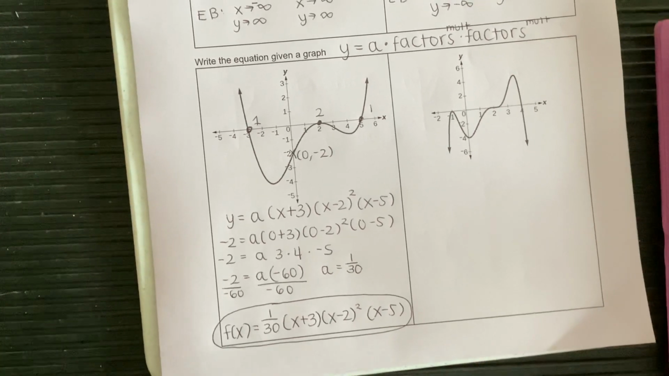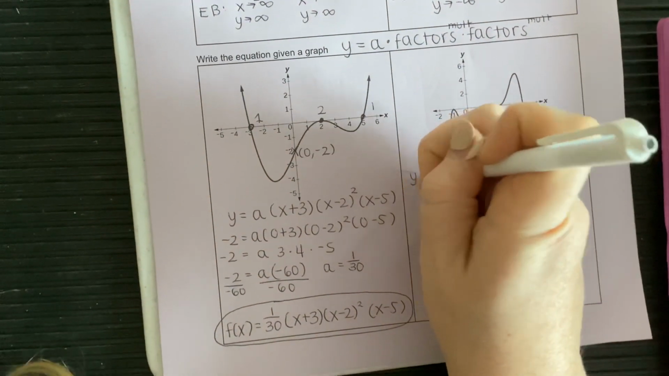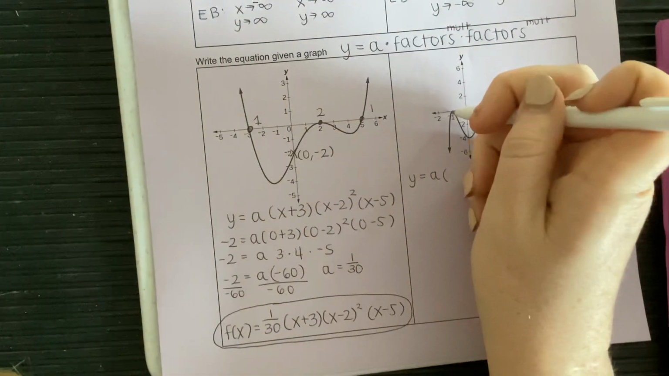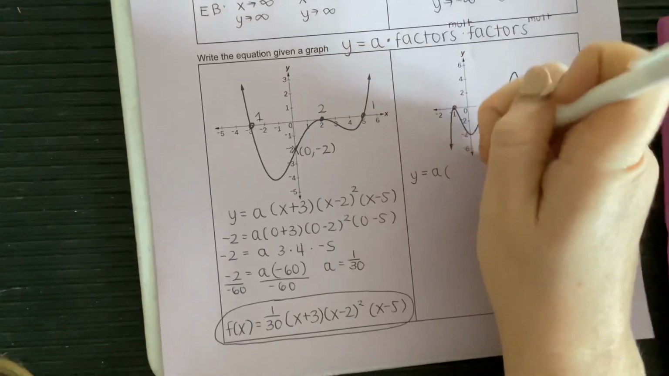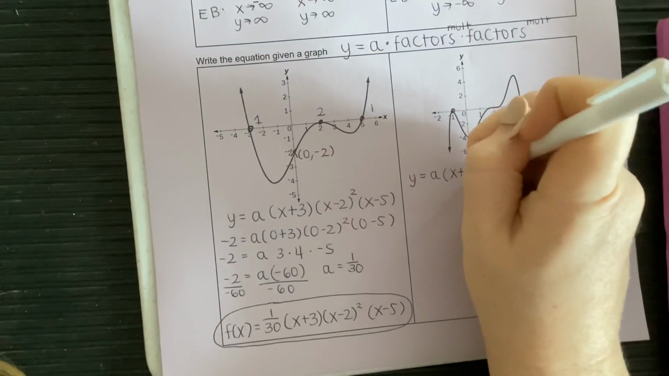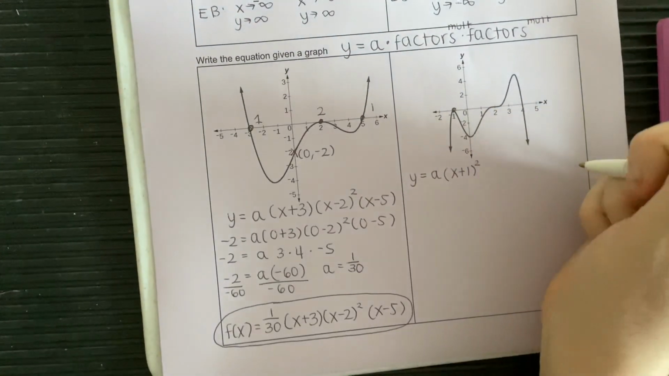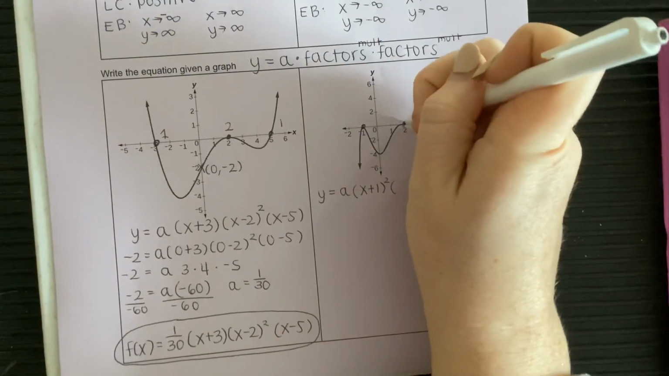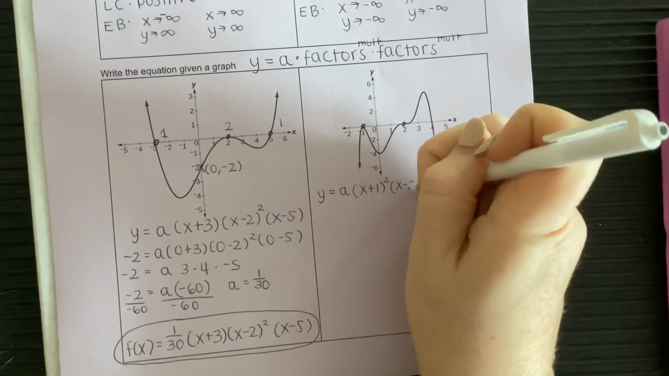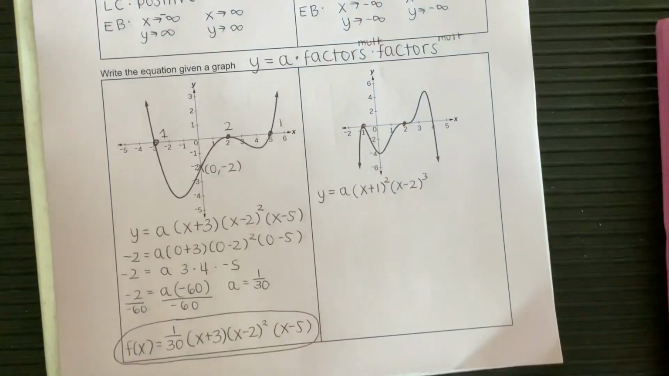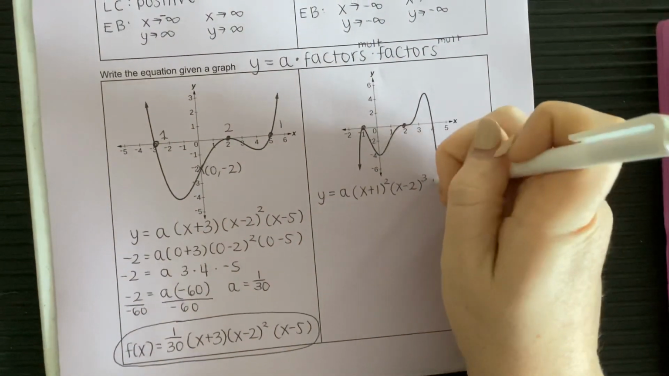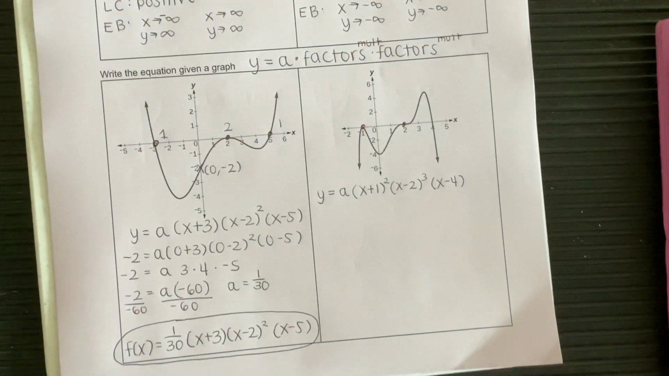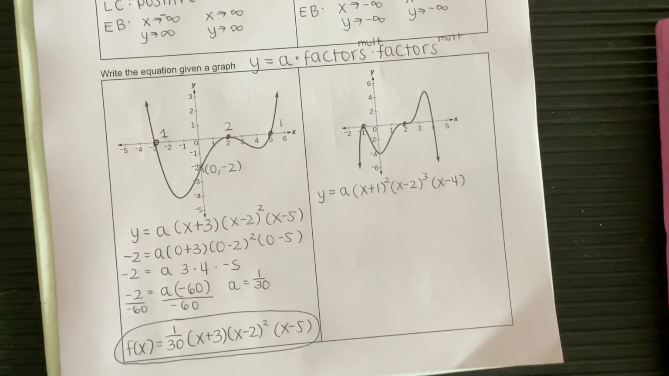All right, if we do the next one the same way, it's going to start y equals, we don't know what our a value is, and then we're going to plug in all of these. So we have a 0 at negative 1, so that's going to be x plus 1. That multiplicity is 2. Then we have another 0 right here at positive 2, so that's going to be x minus 2, but that has a multiplicity of 3. And then our final 0 is at 4, so x minus 4, that has a multiplicity of 1. So we're just going to get to leave it as is.